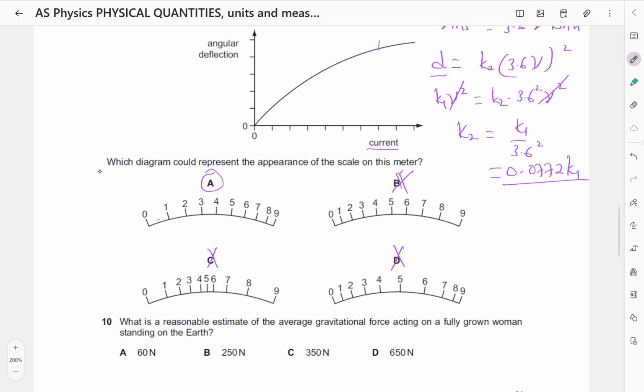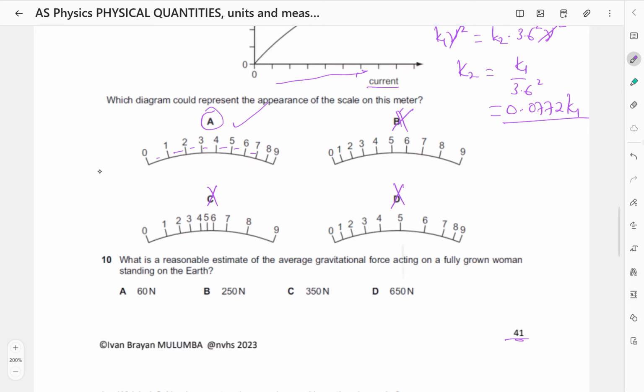So the interval between this division goes on decreasing because as the current increases, the gradient is decreasing. That means the change in the vertical axis, or the change in the angular deflection, becomes smaller as the current increases. So the answer is going to be A.